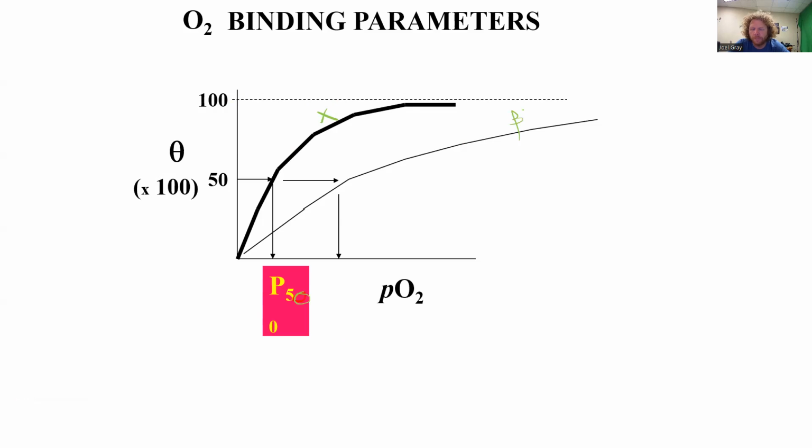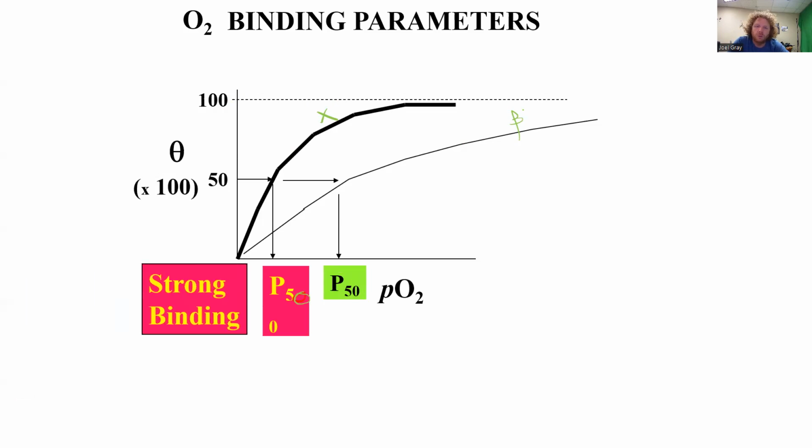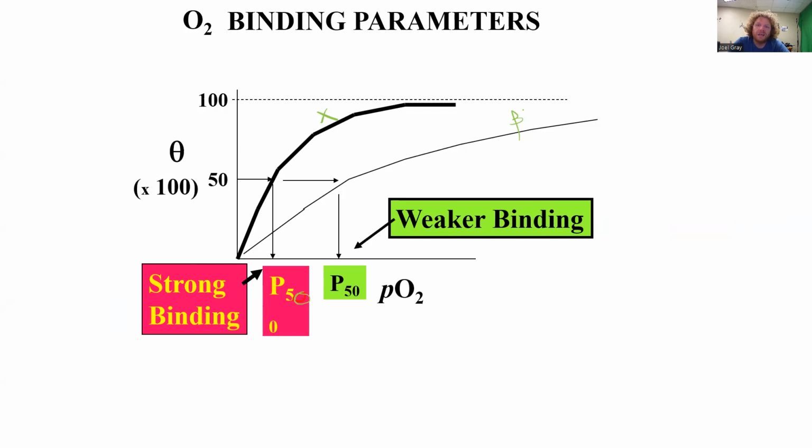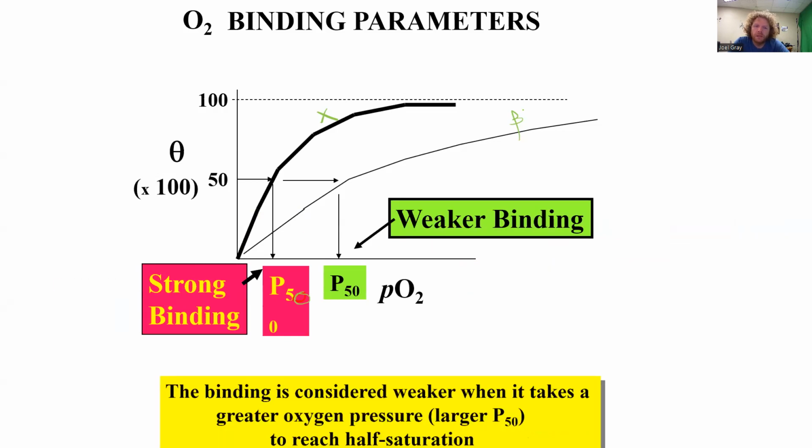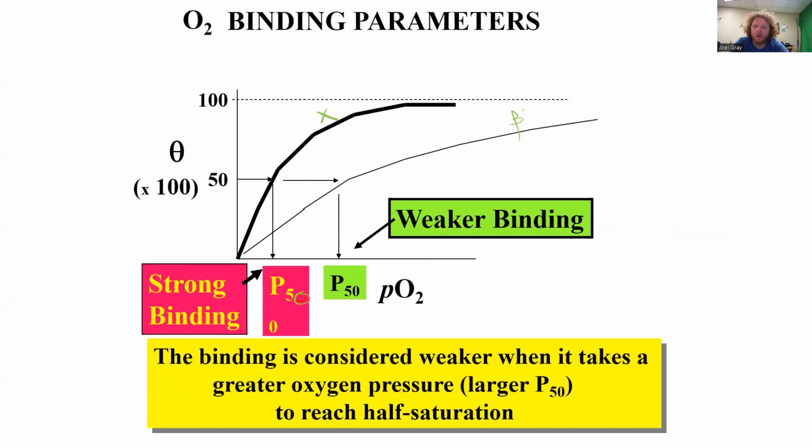Well, between the 2 of them, which one is going to reach 50% saturation with less O2? Well, that would be protein X. Protein B has a higher P50. It binds O2 with a lower affinity. So the lower P50 indicates high affinity, strongly binding. A high P50 indicates weaker binding. Now, this binding is considered weaker when it takes a greater oxygen pressure to reach half saturation.